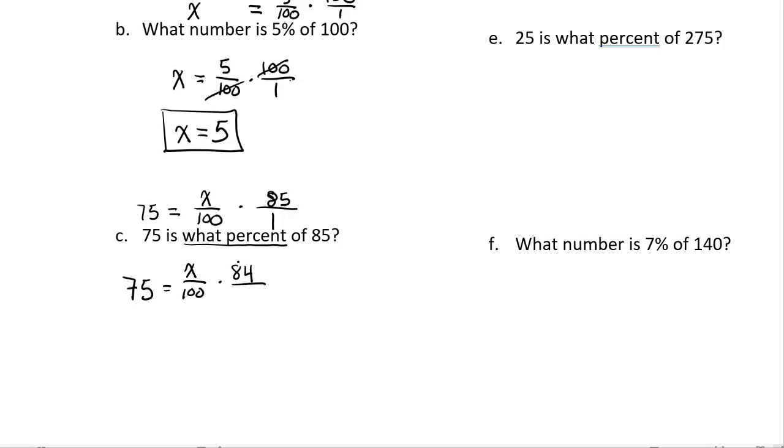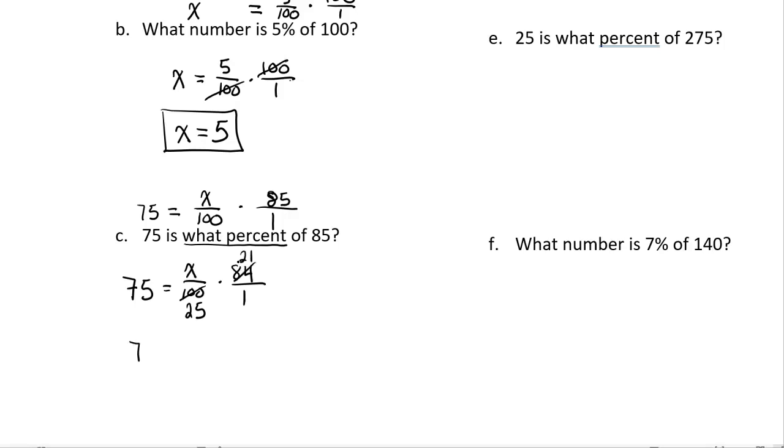Not all translation problems are like that, but because this is multiplication, it makes it a lot easier because the order in multiplication doesn't matter because of the commutative property. Okay, so I see that we can cross cancel 100 and 84. So it looks like 4 can go into 100 25 times, and 4 can go into 84 21 times.